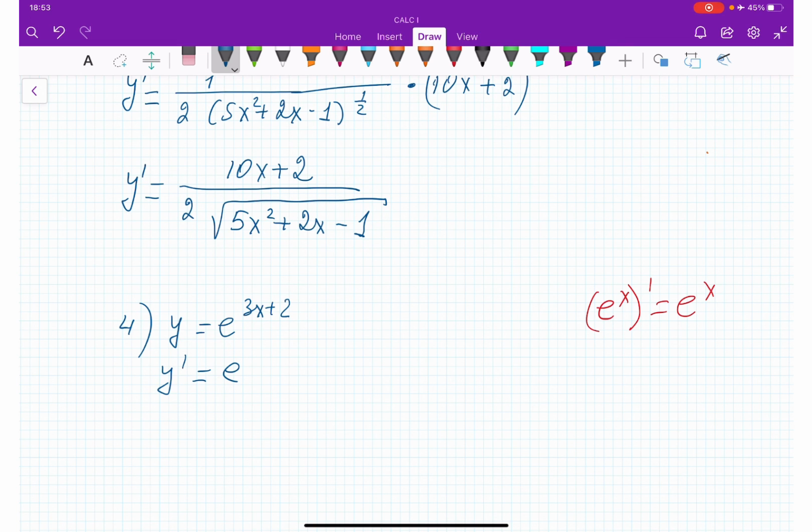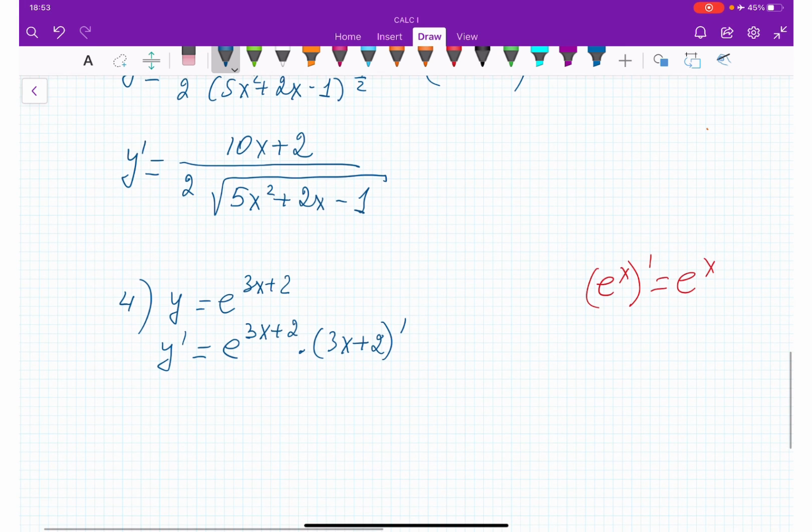E to the power, the derivative of e to the power 3x plus 2 is going to be e to the power 3x plus 2, and then times the derivative of (3x plus 2) prime. So e to the power 3x plus 2 times the derivative of 3x, which is 3, and the derivative of 2 is gone. So from here, we get the result 3e to the power 3x plus 2. Okie dokie, I am done.